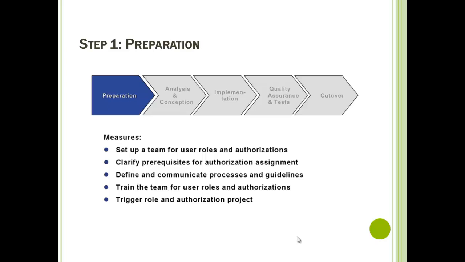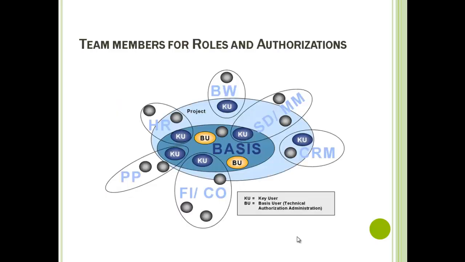Please also keep in mind that during the implementation process you may need to do this for different SAP systems. There may not be just one system; you may have different systems. So we need to take all this into scope so that you can synchronize your authorization concept as much as possible across the different SAP systems. Then train the team for user roles and authorization. Then you trigger the role and authorization concept project. So who can be the team members for authorization?